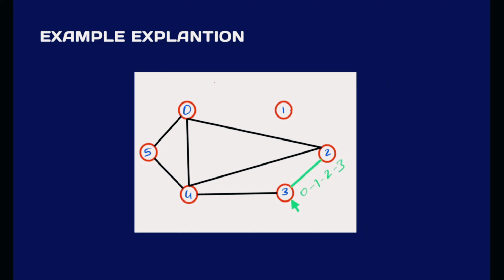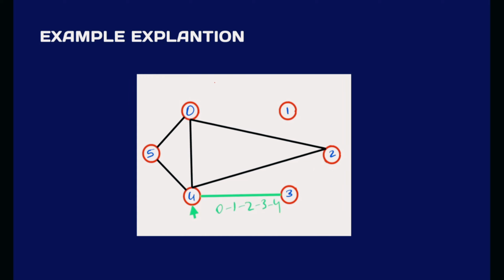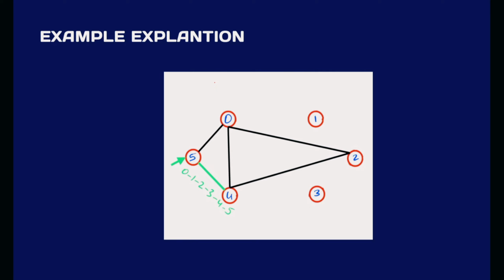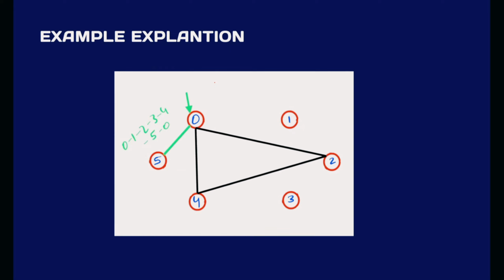From 3, I can go to 4 because there is only one edge, and I'll remove the edge between 2 and 3. Now the path becomes 0, 1, 2, 3, 4. From 4, I can go to 5 because there is only one edge, and I'll remove the edge between 4 and 3. Now the path becomes 0, 1, 2, 3, 4, 5. From 5, I can go to 0, and I'll remove the edge between 5 and 4. Now the path becomes 0, 1, 2, 3, 4, 5, 0.